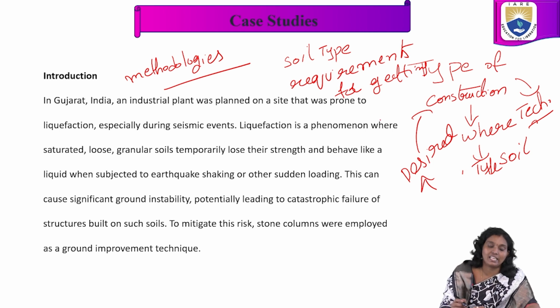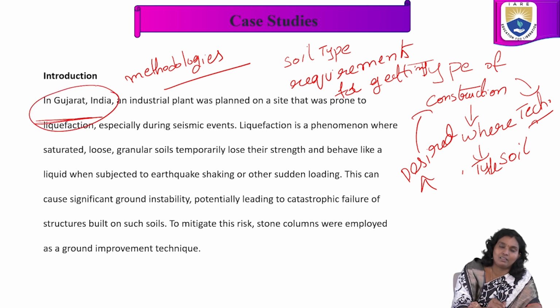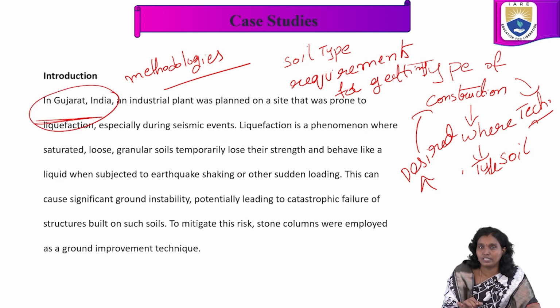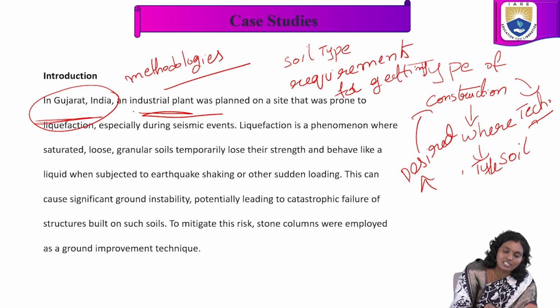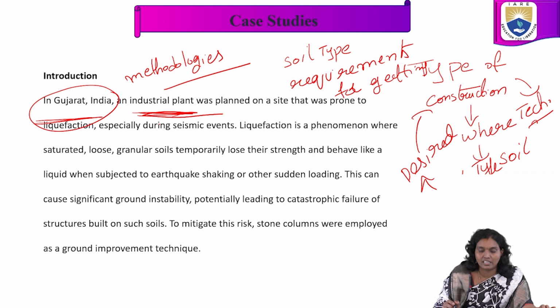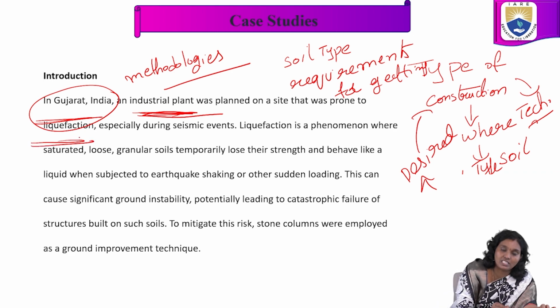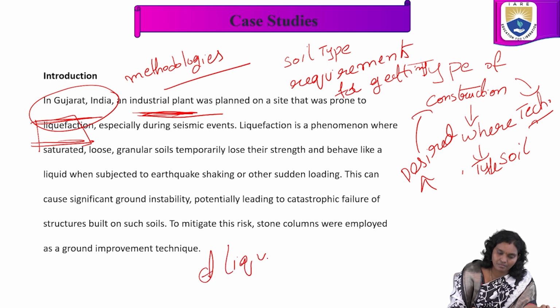In this particular case study, Gujarat is the area in India, and the project is an industrial plant. Based on the site, what type of construction we are doing, what kind of soil parameters are there, and what kind of desired properties we require are the base things we have to consider. In Gujarat, the industrial plant was planned on a site that was prone to liquefaction. This is the challenge.